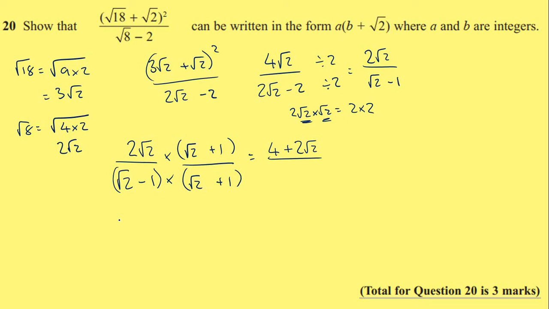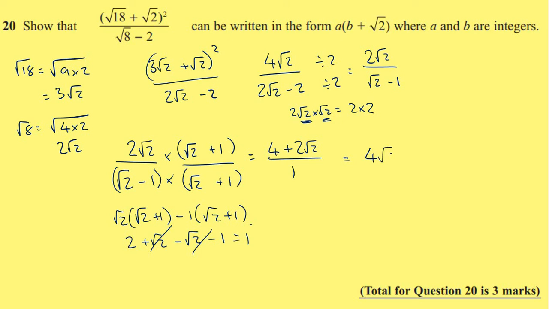We've got this, which is going to be root 2 lots of root 2 plus 1 minus 1 lots of root 2 plus 1. That'll be 2 plus root 2 minus root 2 minus 1. 1 times 1 is 1. Those two things cancel out and we end up with just 1. We don't need that denominator if it's just a 1, so you get 4 plus 2 root 2. It wants it in this particular form.